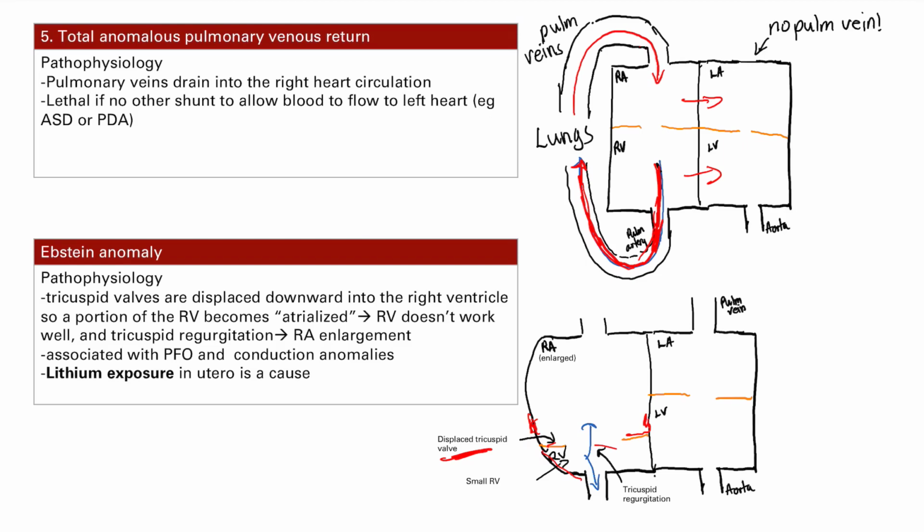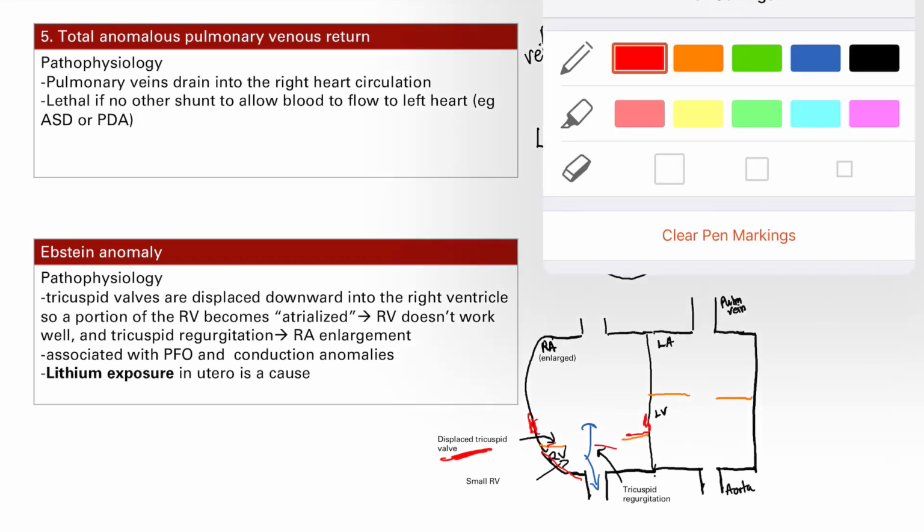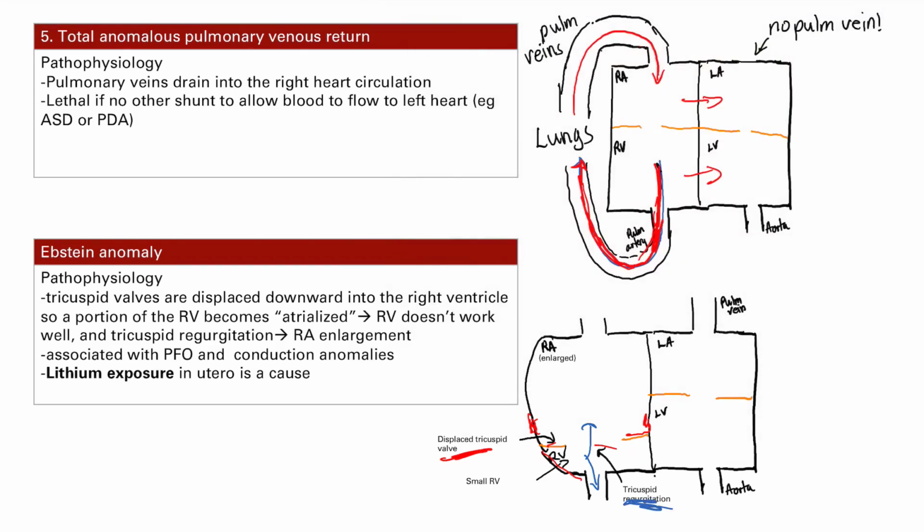So now you're going to have tricuspid regurgitation, as I've drawn in this picture. Tricuspid regurgitation. And because you're regurgitating all this blood, it's going to increase volume in your right atrium, and so it's going to enlarge as it's drawn in this picture. And a common cause of this is lithium exposure. So when the mom is taking lithium, the baby is exposed to it and can develop this problem called Epstein anomaly.